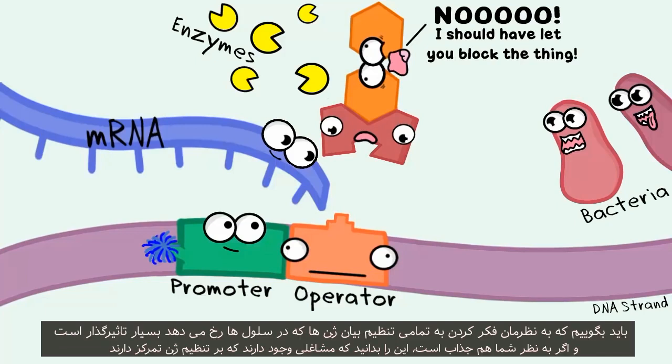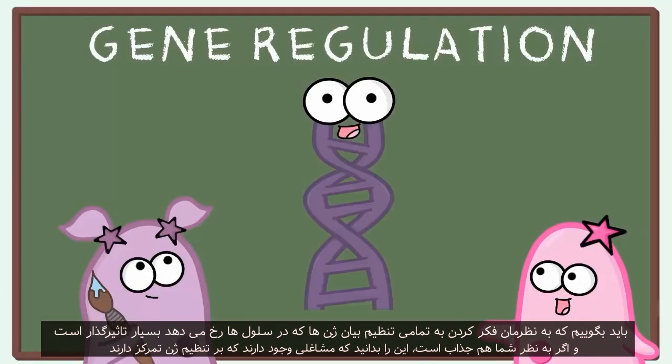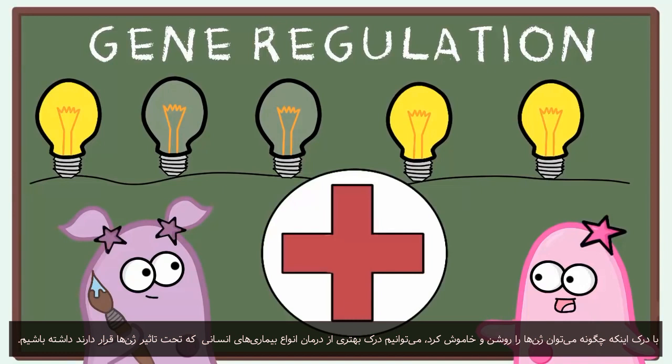We have to say that we think it's pretty impressive to think about all the gene regulation that occurs in cells. And if you find it fascinating, know that there are careers that focus on gene regulation and understanding how genes can be turned on and turned off. Because by doing that, we can gain a better understanding of a variety of diseases that have gene influences in the human body.